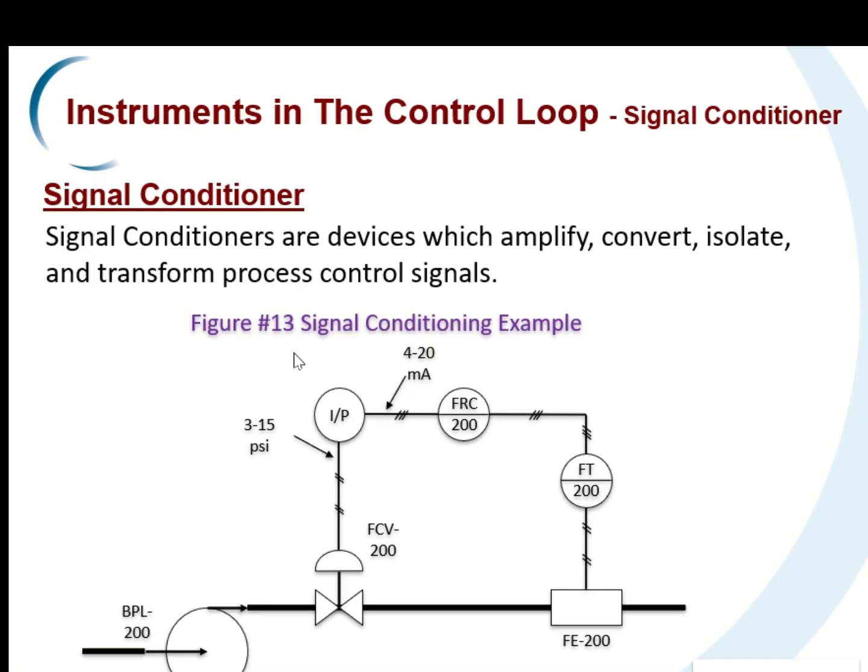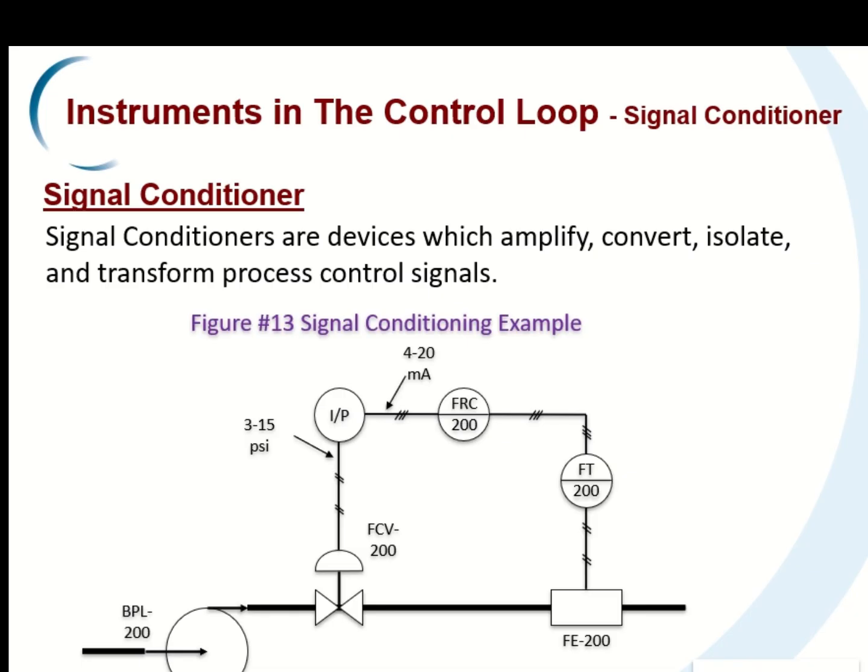Okay, so you can see the signal conditioner is a device which amplifies, converts, isolates, or transfers process control signals. You can see the pump, FCV, FT, and IP controls are there, where it is converting into milliamps. For example, in this figure, you can see that most controllers produce a signal of 4 to 20 milliamps, and the output signal is indicated to operate a final actuator.